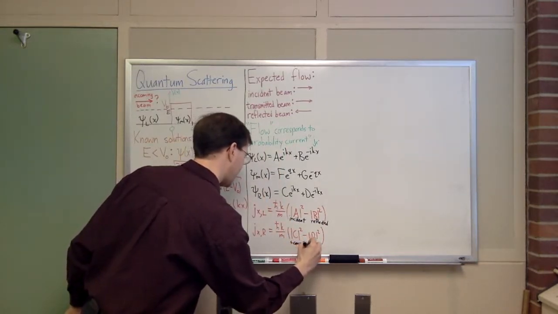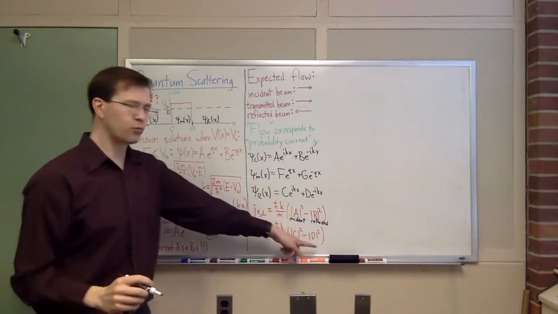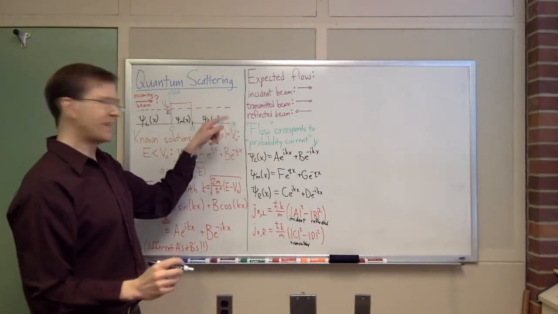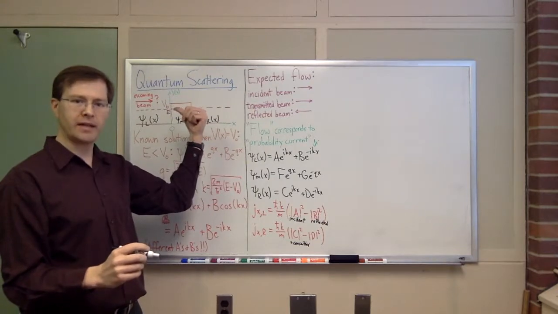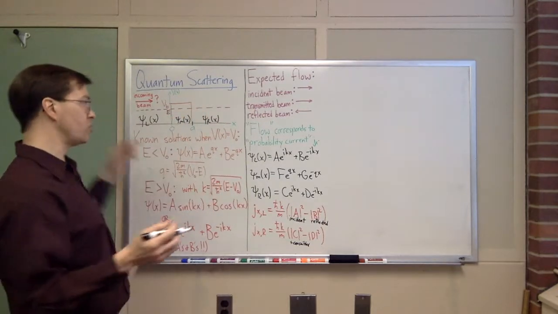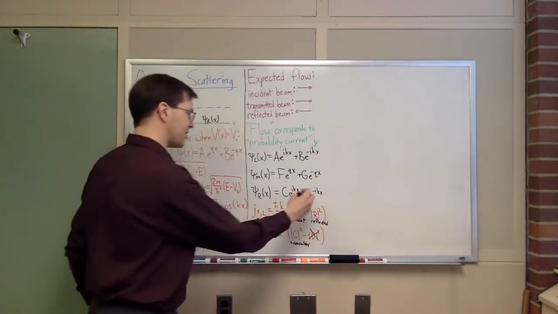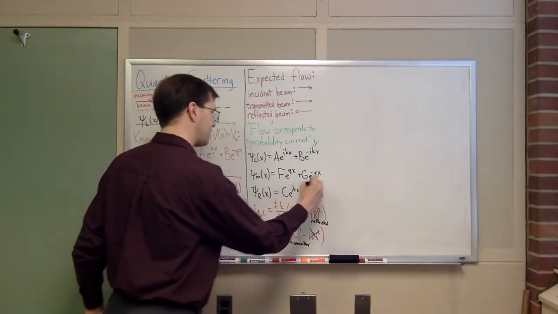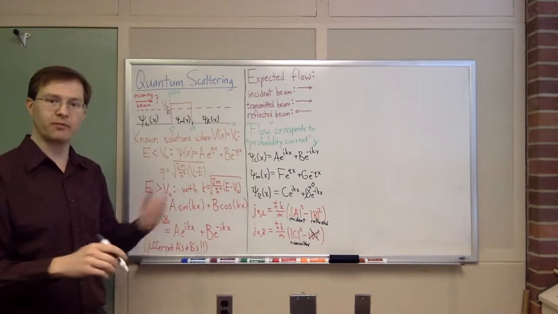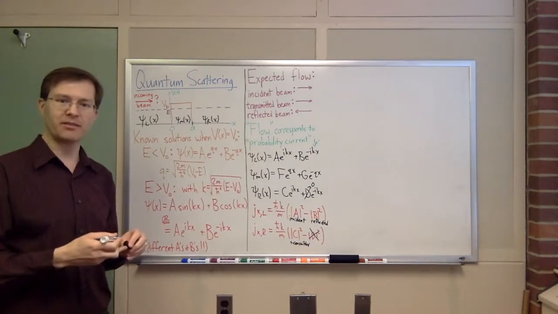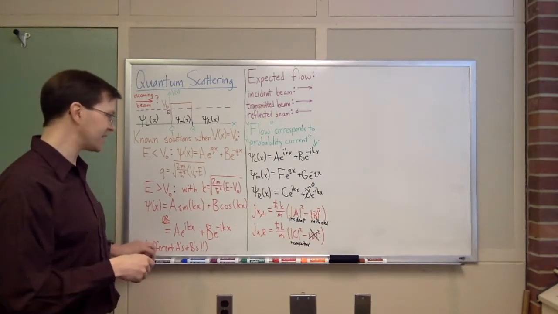And D, what's D? D would be leftward flow of probability in this region. That would be an incoming beam from the right. We don't have that in our setup. We've assumed our incoming beam is only from the left, so we don't have a D. That tells me that my coefficient D has to be 0, or else we would have an incoming beam from the right. Already I've limited things a little bit.